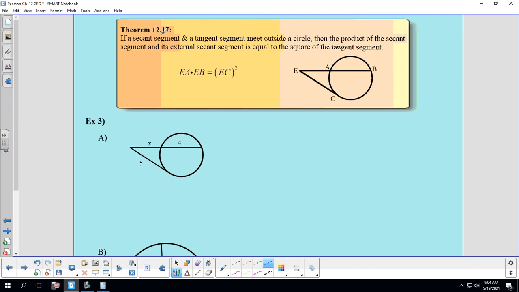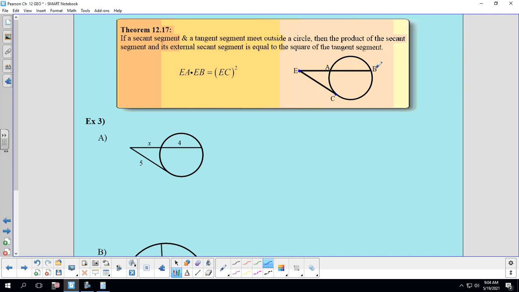Another theorem. Look at this crazy picture. Draw this picture with me. It's a circle. It has a secant that goes from outside through and inside. AB is the chord, E is the point of intersection. And then it's got a tangent that touches at C.